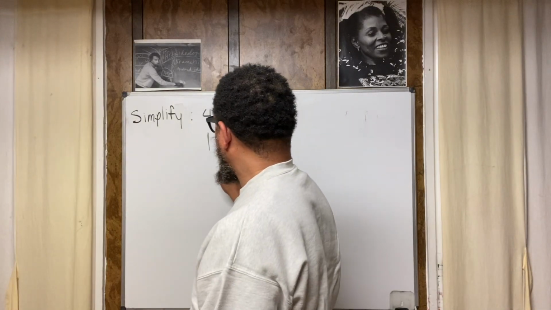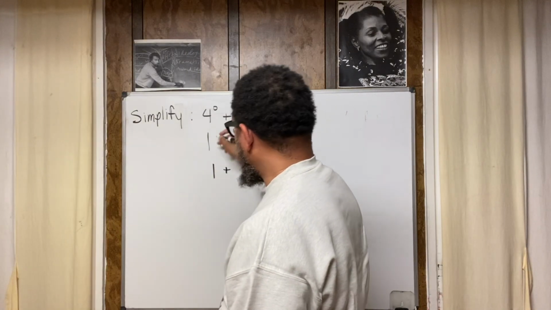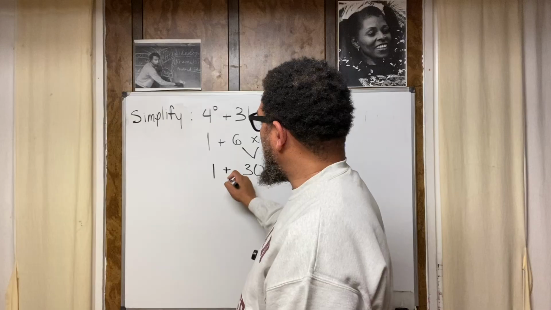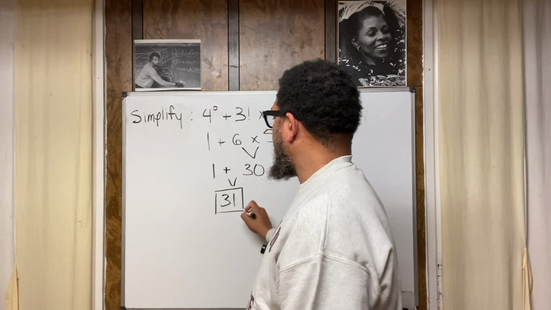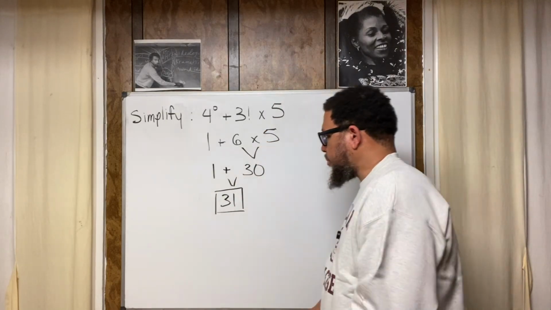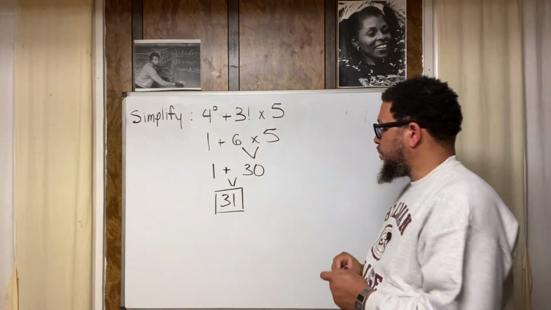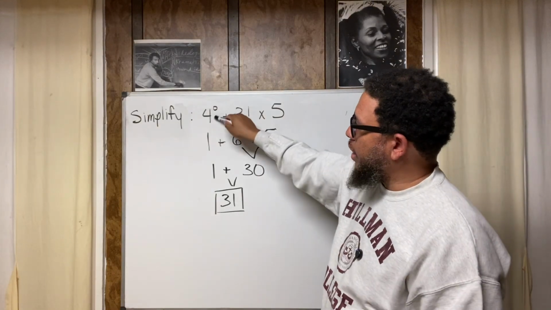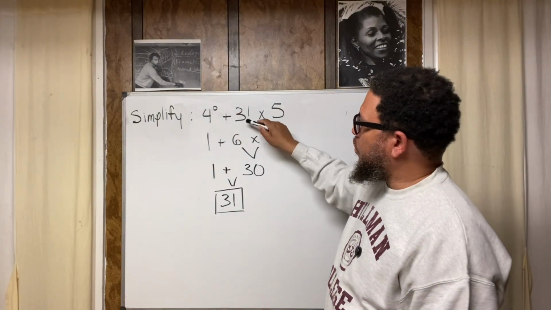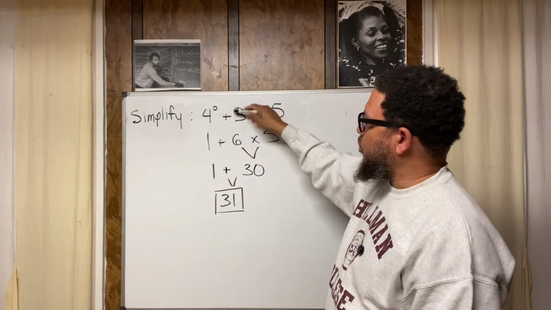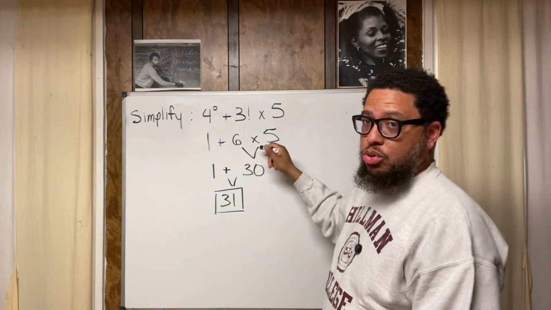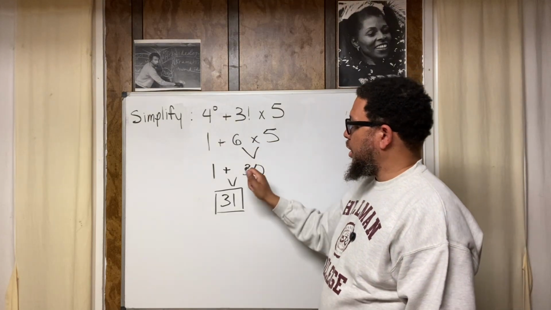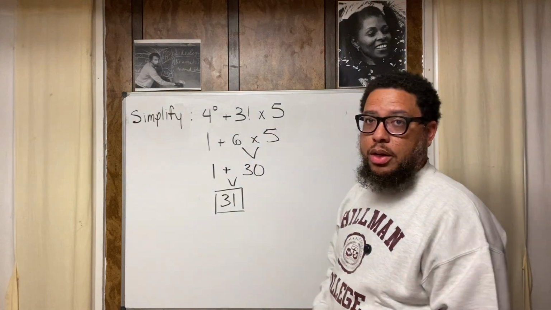All right. And then let's bring the 1 down. We got 1 plus 30. 1 plus 30 is 31. And this is our final answer. 31. All right. So look what we did. We simplified this term that had an exponent. We simplified this based on using the factorial rule. And then we continued to use order of operations. We did multiplication, and then we did addition, and we ended up with 31.